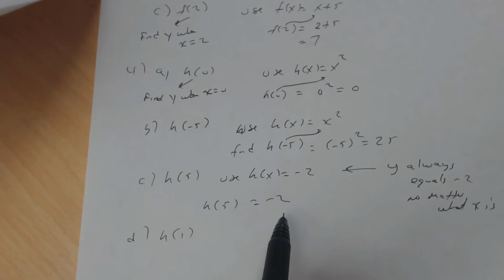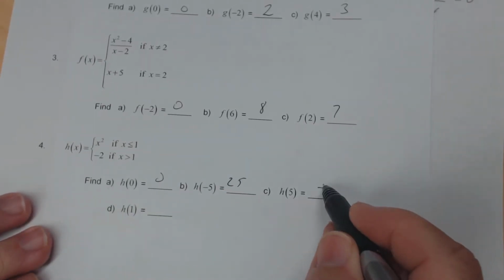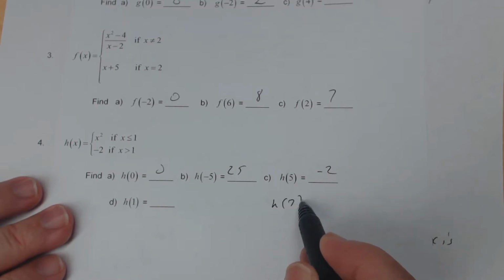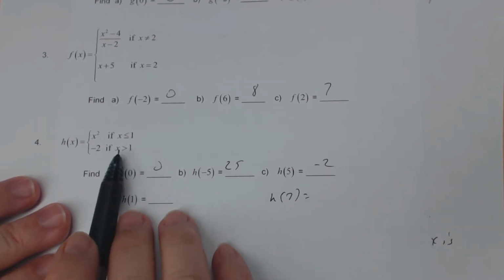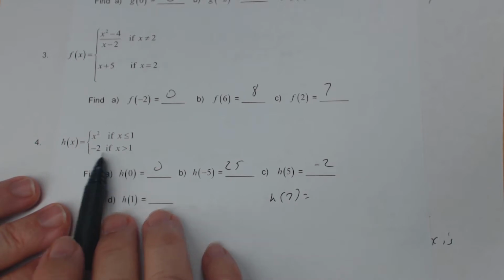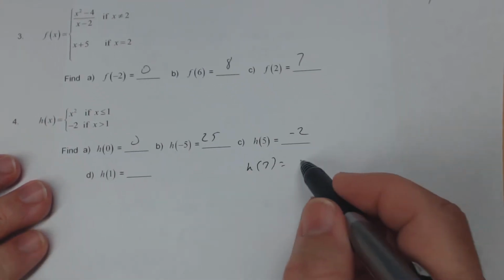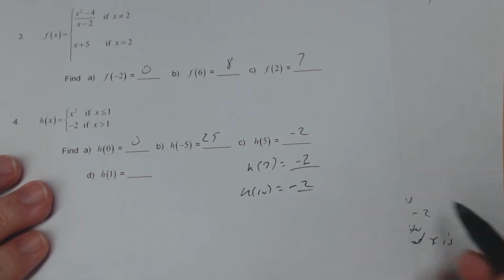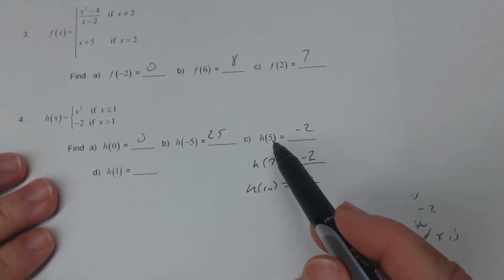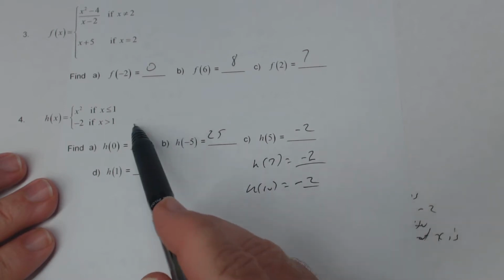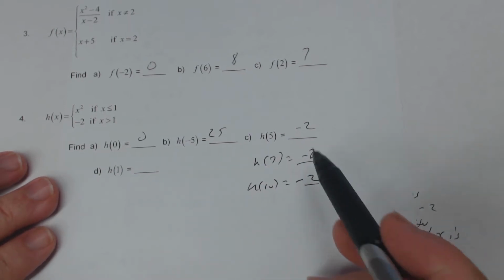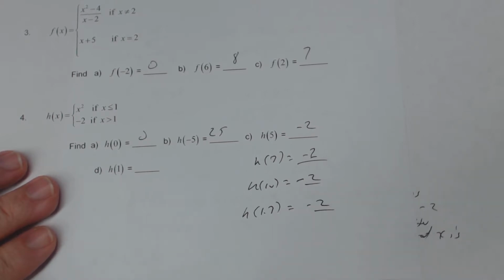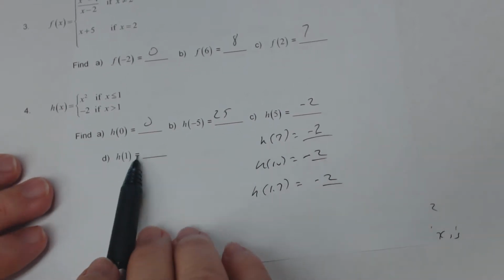So C, h of 5 is negative 2. So that's this. So again, let's say this was h of 7. Is 7 bigger than 1? The answer is yes. So my y value has to equal negative 2. That's all that's saying. H of 10 is going to be negative 2. So notice that no matter what my x value is, as long as it's bigger than 1, my y values are always the same. At x of 1.7, my y value is negative 2. That's all that's saying.